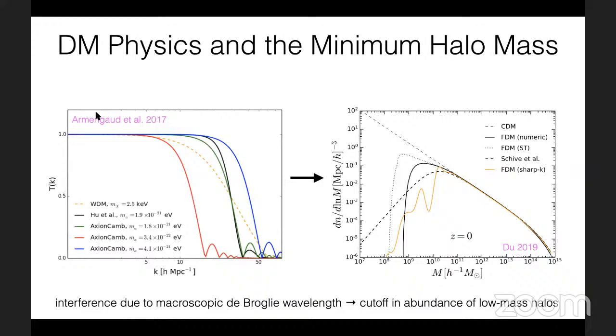And so finally, this case of fuzzy dark matter has gained quite a bit of interest in recent years. The idea here is that if dark matter is an extremely light particle, of the order 10 to the minus 22 eV, then its de Broglie wavelength is actually astrophysical in scale. It's roughly a kiloparsec or so.